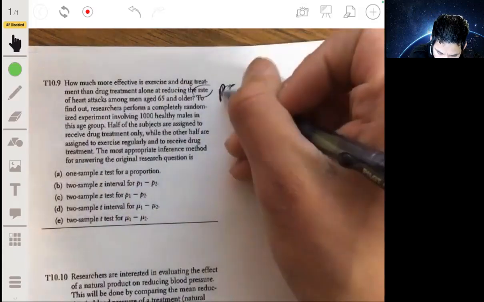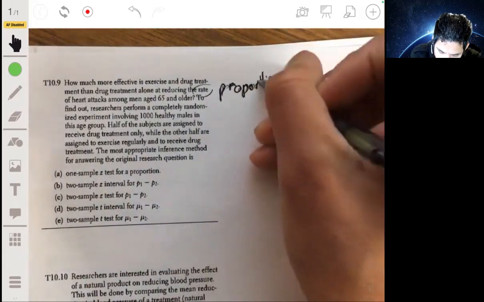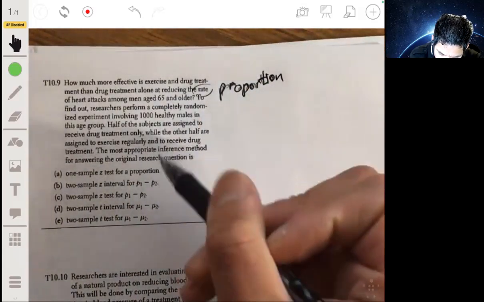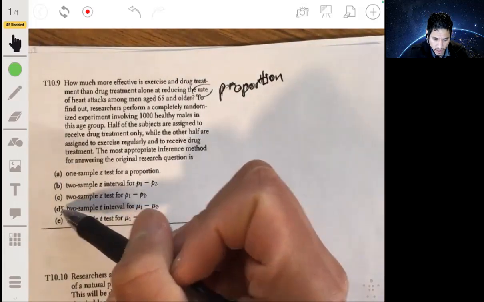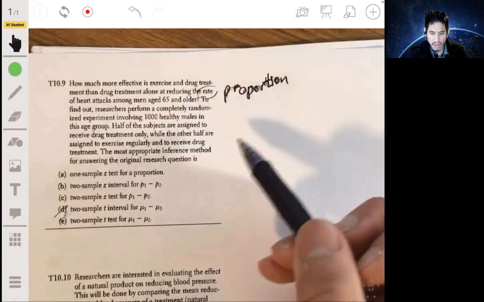I don't know what's going on with my handwriting. I normally write better than that. It's going to be proportion, so it's not going to be D or E. We know that for sure.